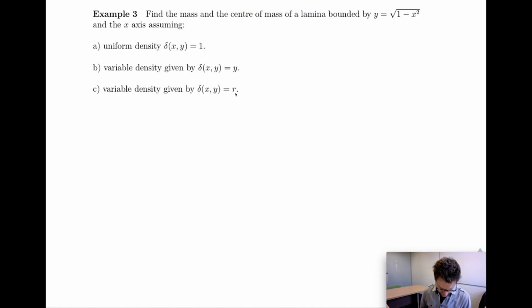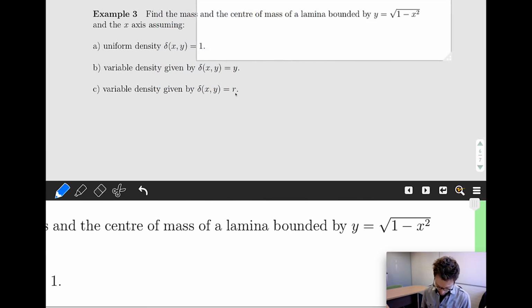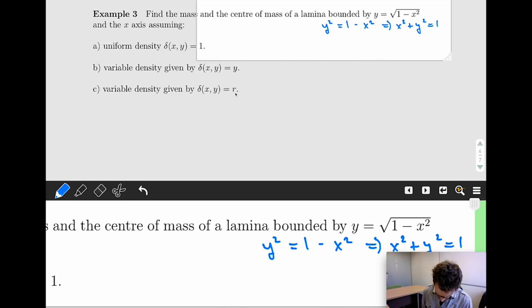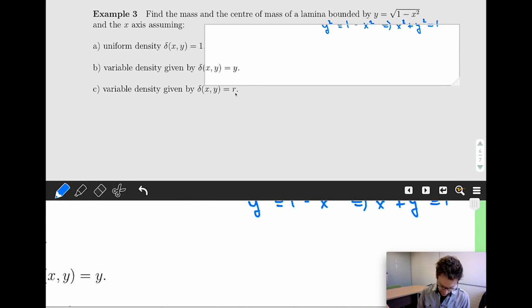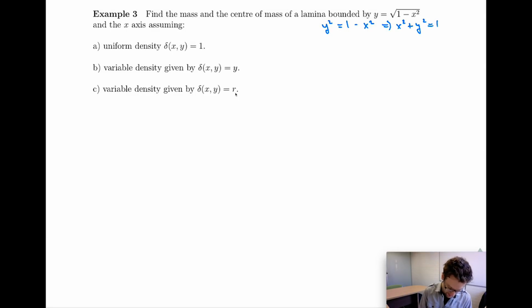So let's take a look at what this lamina is. Well, bear in mind now that we're looking at a lamina bounded by y equal to the square root of 1 minus x squared, which if I square both sides of that, actually just turns into the unit circle. So we've got something that's bounded by the unit circle above and by the x-axis below. So we're going to have a semicircular region of integration.